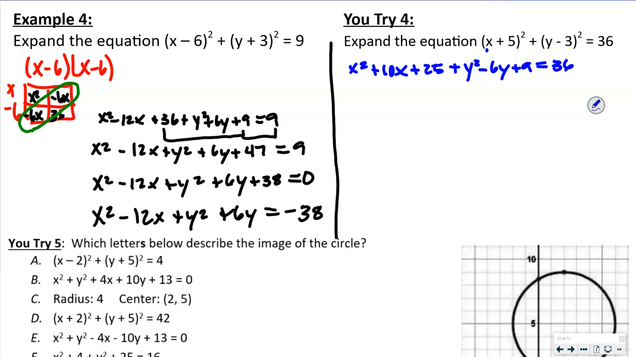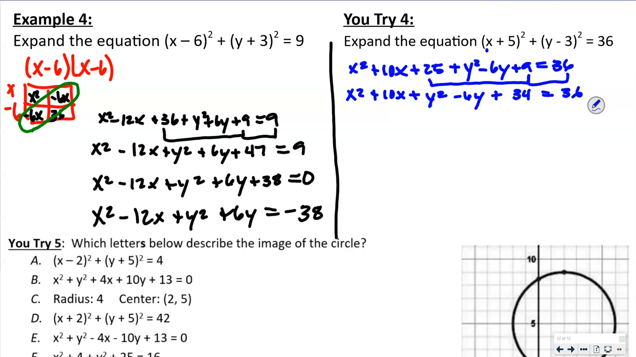So now we're going to combine our like terms again. X squared plus 10x, and we're going to combine all these constants, okay? So plus y squared minus 6y, 25 plus 9 is, what is that, 34, and that's equal to 36. I don't know why I put equals there, y'all. That's plus 34.